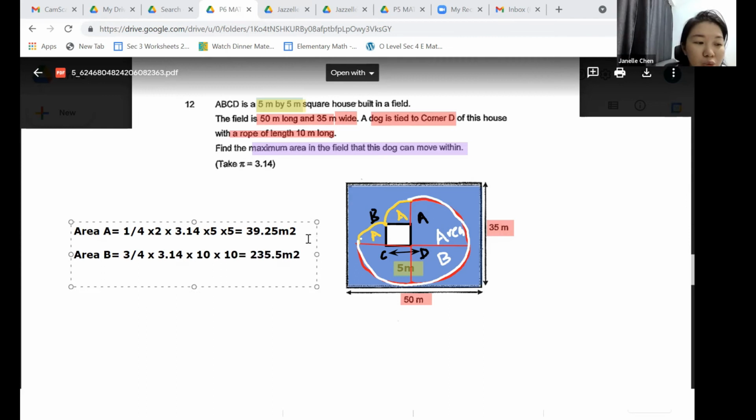With these two, it's pretty easy for us to find the maximum area that the dog can run around. The maximum area is just area A plus area B. So I have 39.25 plus 235.5 meter square, and we will get 274.75 meter square. So this is our final answer.